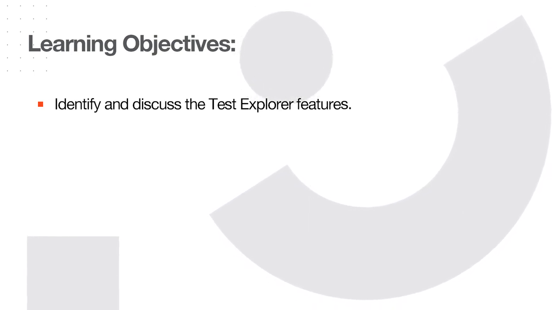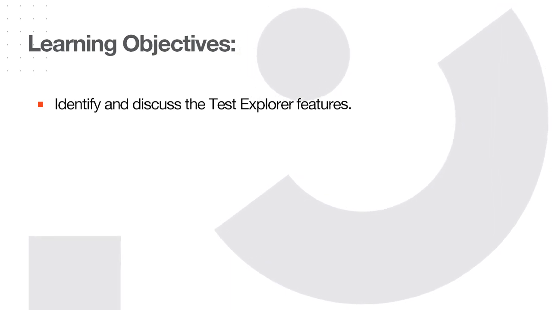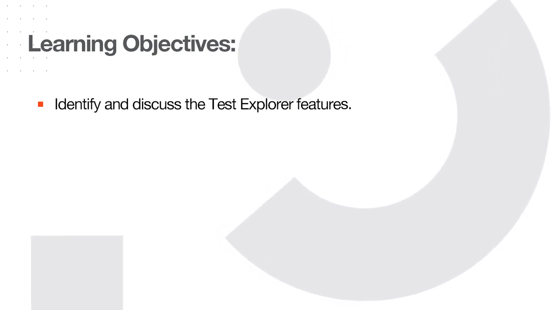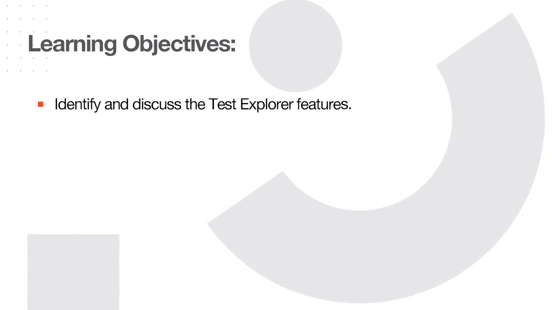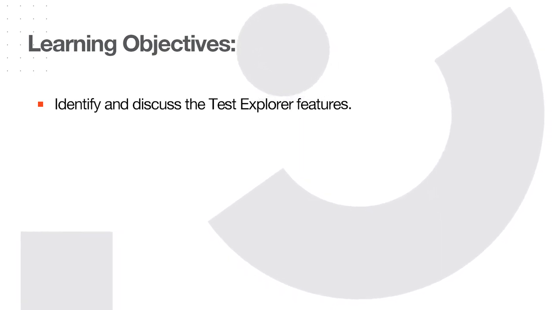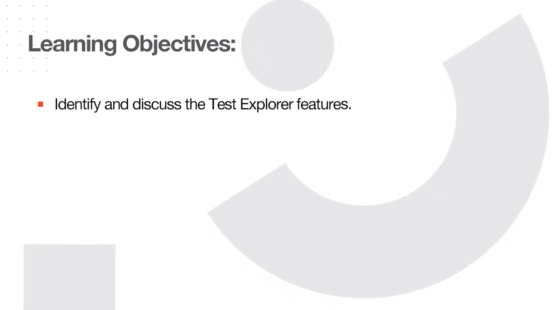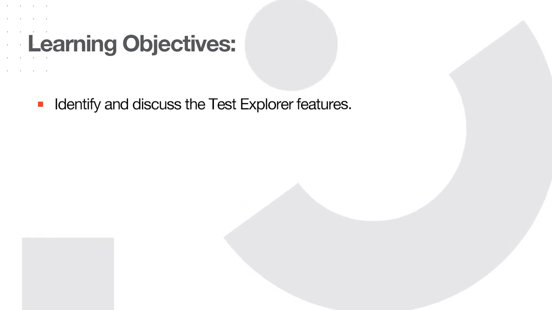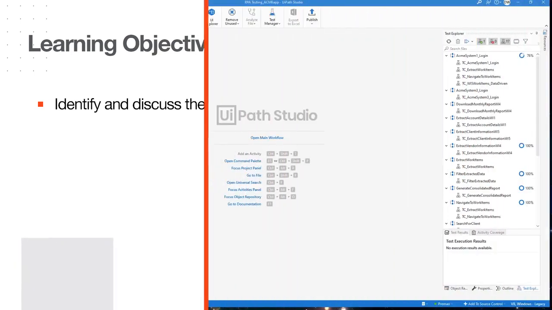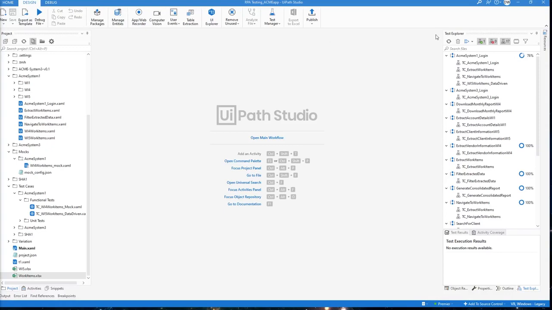To make use of the Test Explorer features, make sure you're using Studio version 2021.10.1 or later, and that you've added testing activities version 1.4.3 or later to the project dependencies. Let's begin. Let's explore all the options available in the Test Explorer panel.